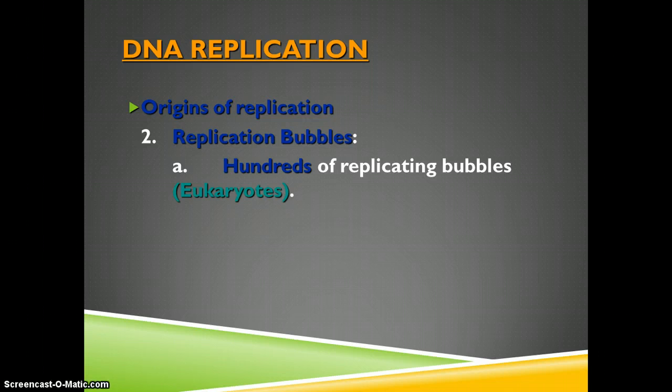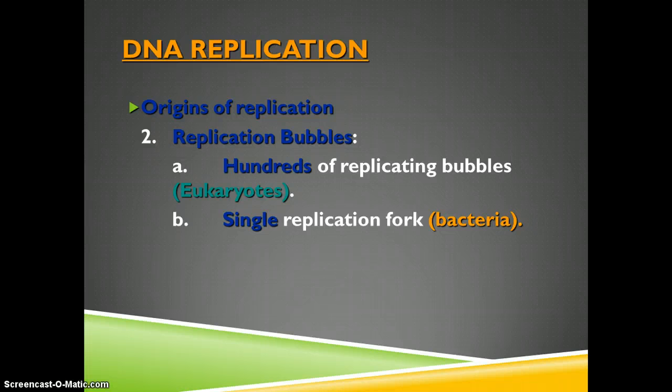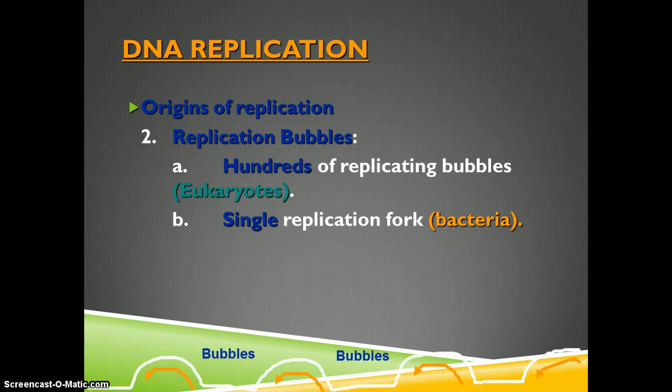With billions of base pairs, many bubbles are needed so that replication can take place simultaneously at many places on the DNA strand. This ensures speedy replication. Bacteria have just one replication fork. They have much less DNA to copy.